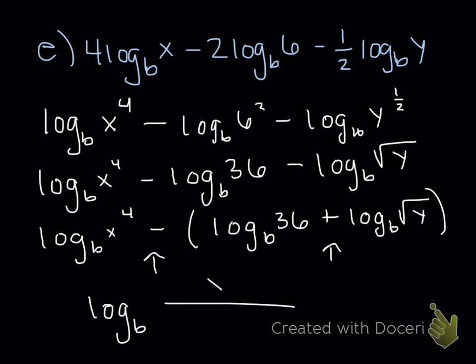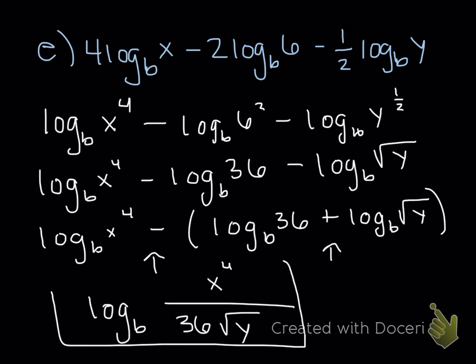in my numerator I have x to the 4th, in the denominator I have 36 square root of y. Or you could say y to the 1/2, I'd accept either. So this would be an example of a more challenging one. We'll definitely have to do some practice of this tomorrow, and we'll start out with real basic ones, and then we'll work up our difficulty level.